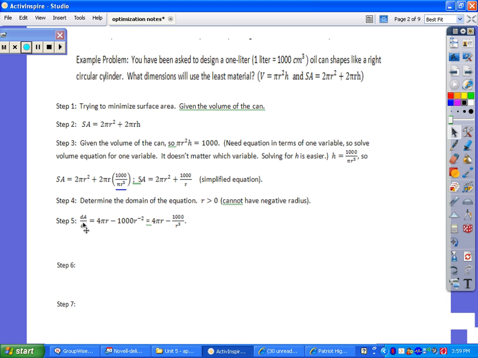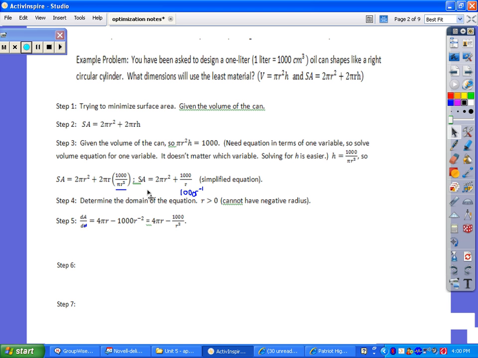So here we have the derivative of the area with respect to r. So this should be an r and not a t. Remember pi is a constant. So we have the derivative of 2 pi r squared is 4 pi r. And the derivative of 1,000 divided by r, remember, this is the same as 1,000 times r to the negative first. So if we take the derivative of that, we do 1,000 times negative 1, and then we subtract 1 from the negative, so we get r to the negative second, which gives us 4 pi r minus 1,000 divided by r squared.